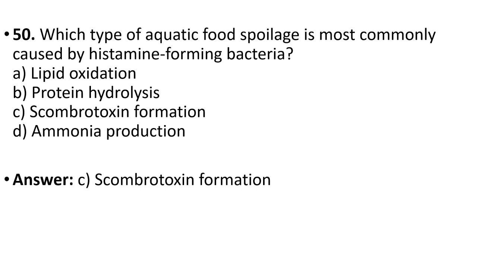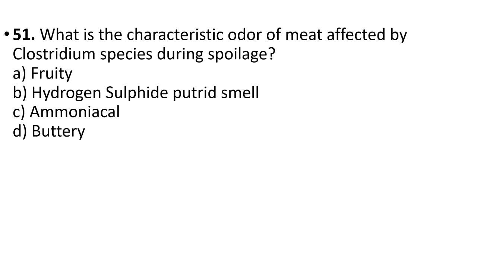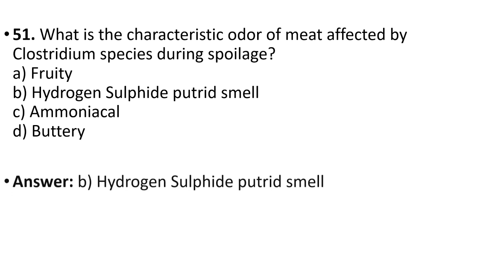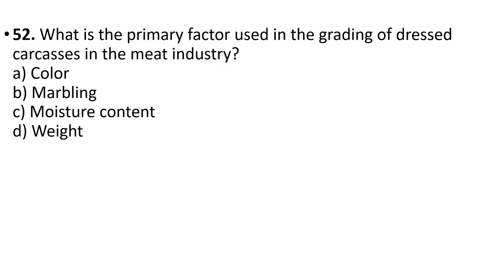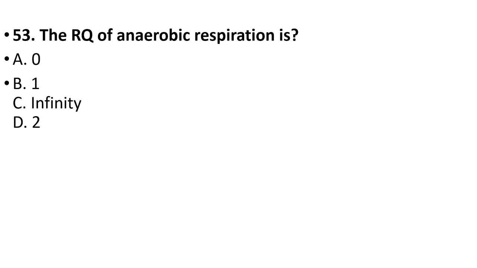51. What is the characteristic odor of meat affected by Clostridium species during spoilage? Fruity, hydrogen sulfide, putrid smell, ammoniacal, buttery. Your answer is option B, hydrogen sulfide, putrid smell. 52. What is the primary factor used in the grading of dressed carcasses in the meat industry? Coloring, marbling, moisture content, weight. Your answer is option B, marbling.